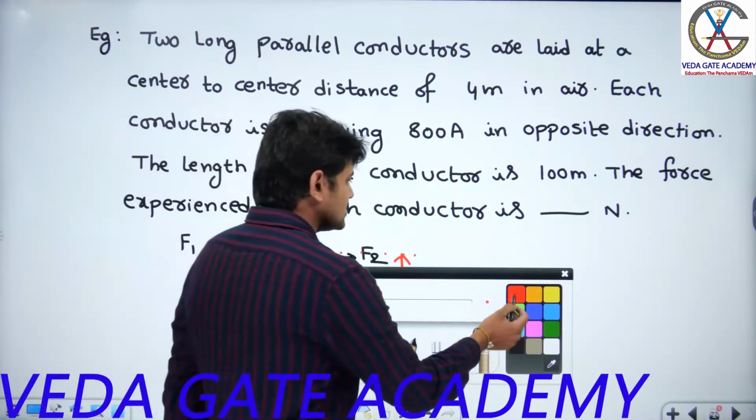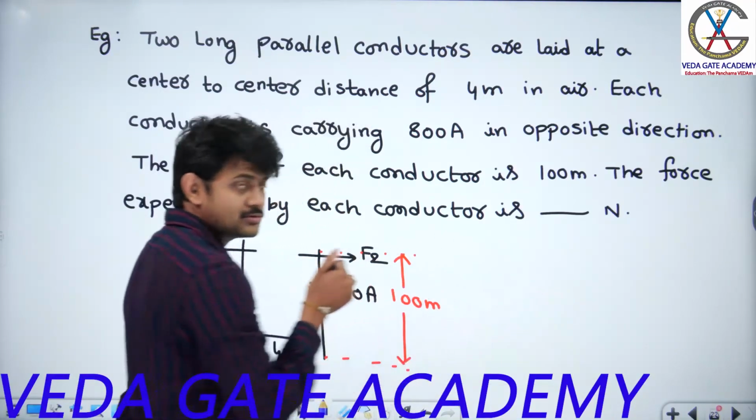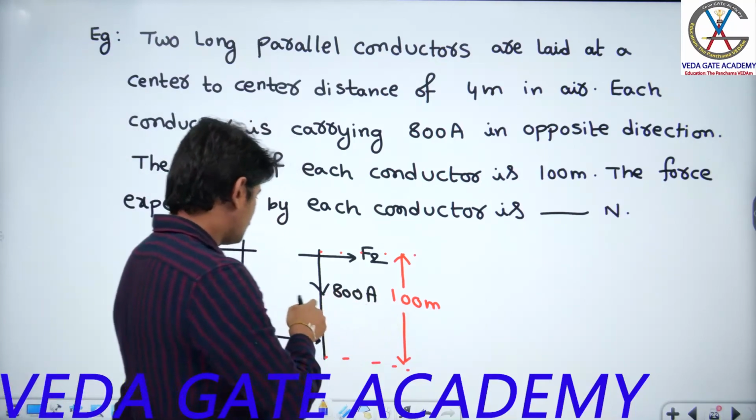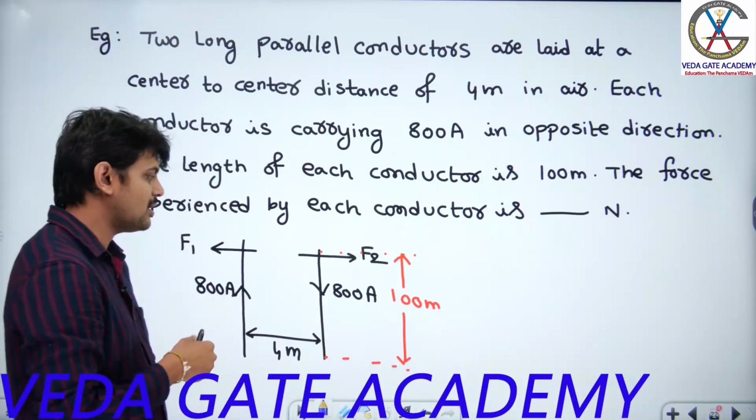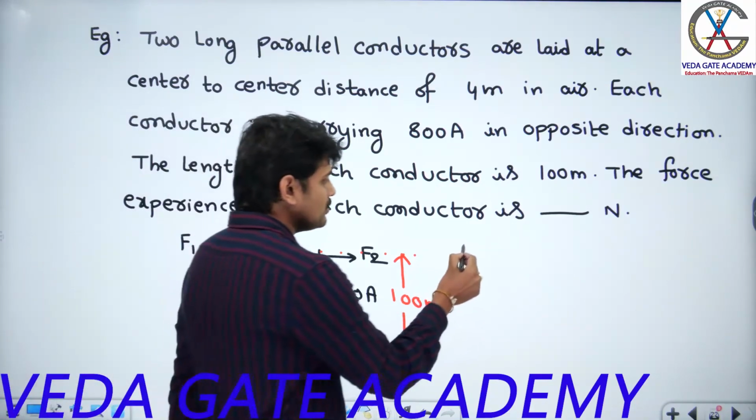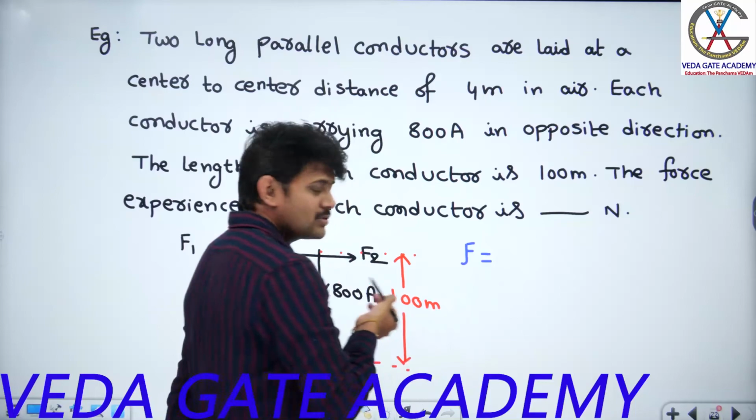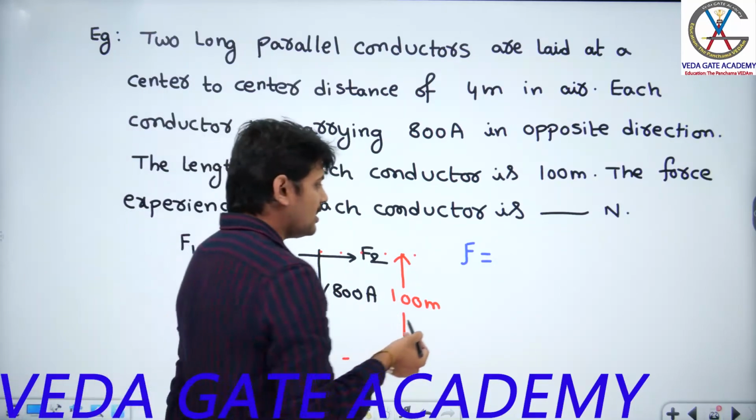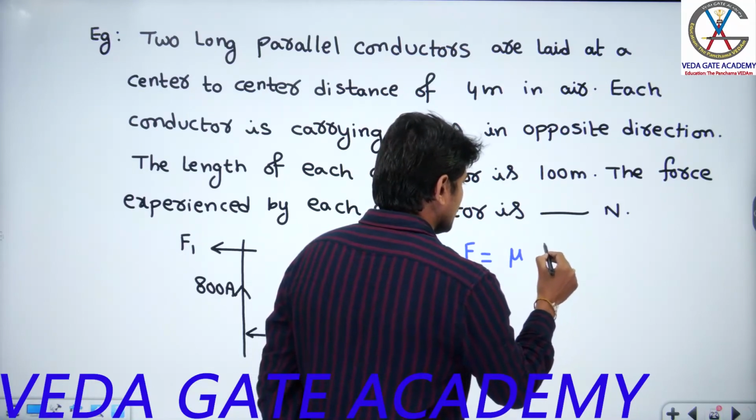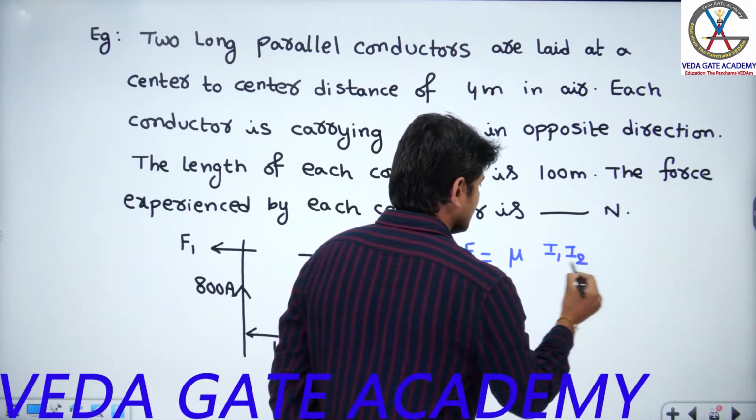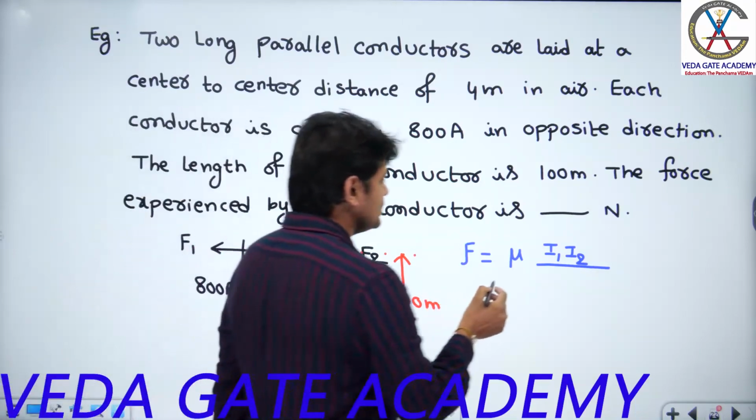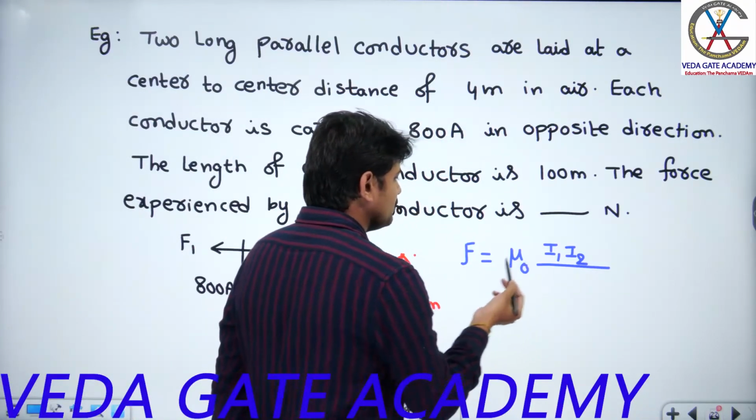To determine the force experienced by each conductor, let me try to solve this question. Already we have seen the formula here. Both the conductors are carrying the same current of 800 amperes, and they have the same length. So the force experienced by the conductor, F, equals mu into I1 I2 divided by... they are placed in air, so the relative permeability is 1, so you are going to get only mu naught.